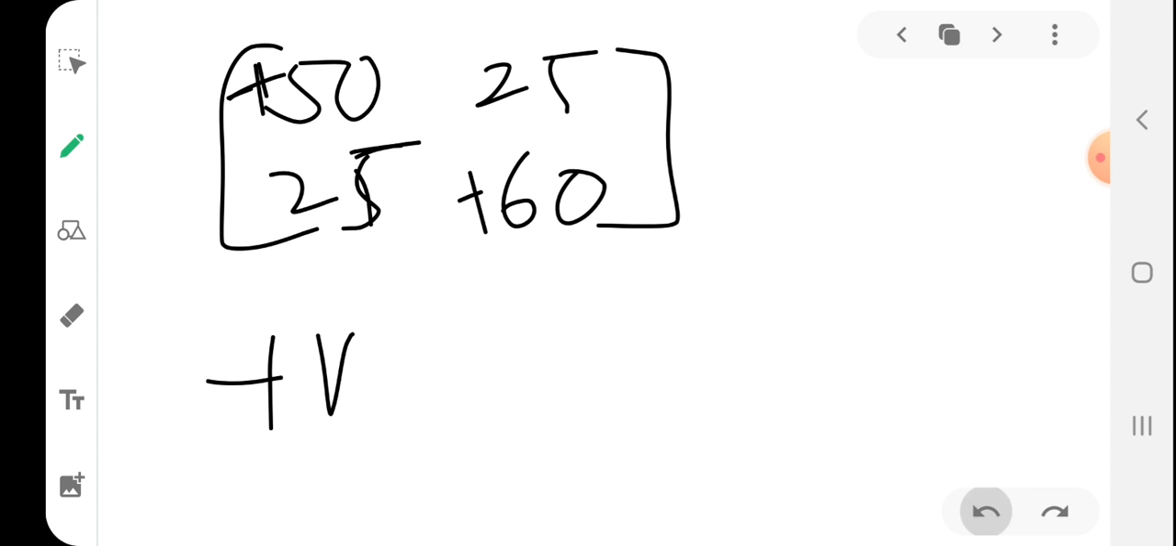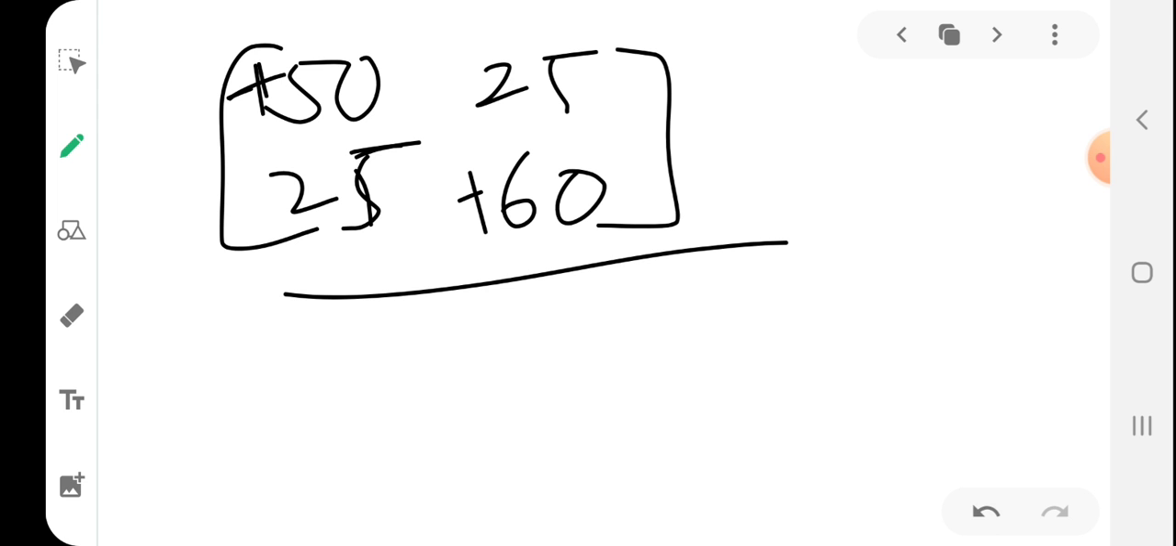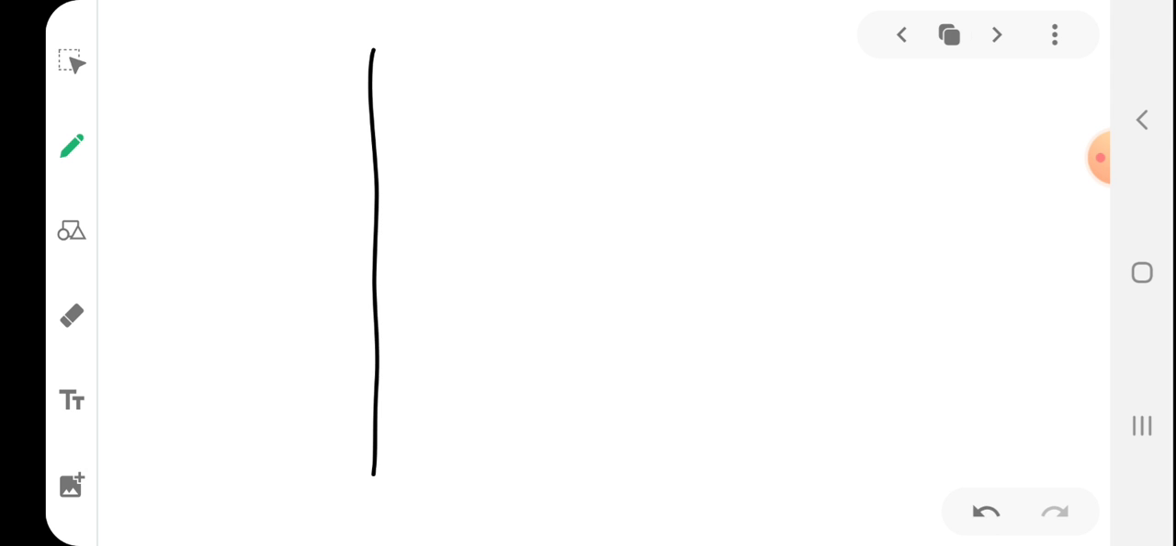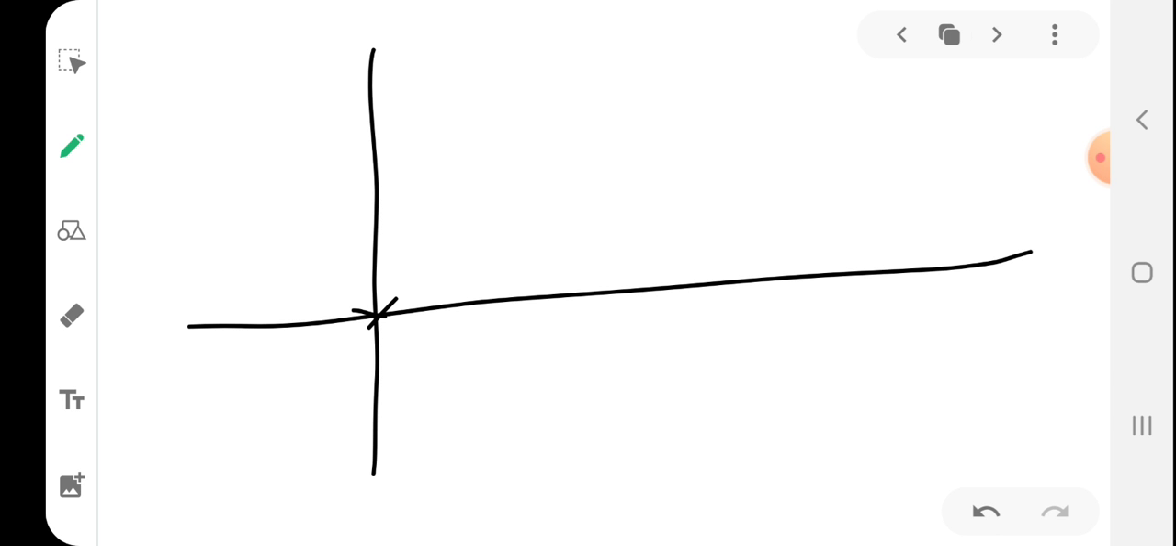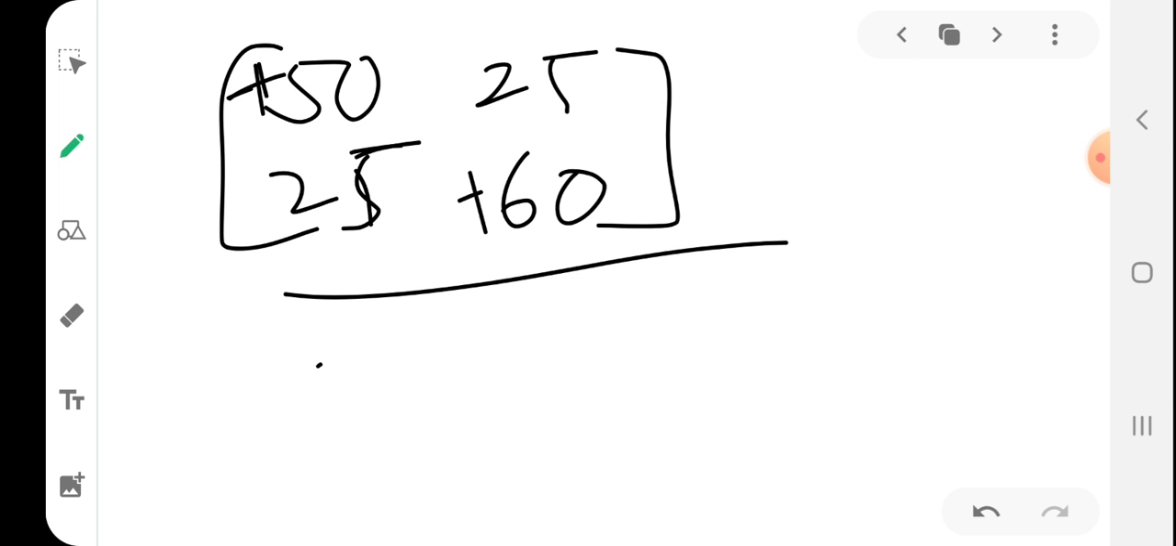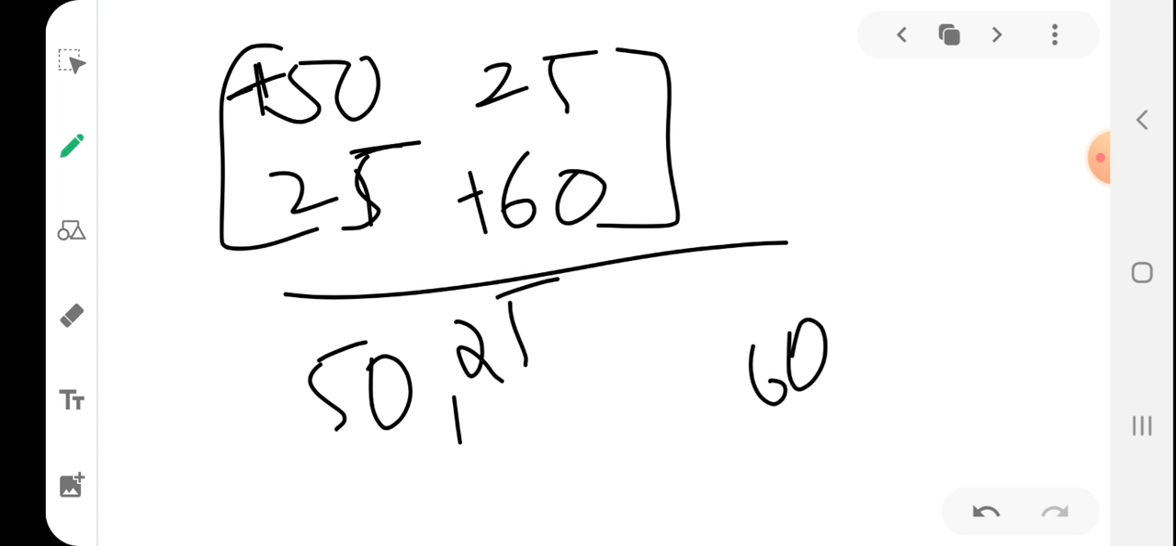Now I will show you another application of Mohr circle. Suppose this is our state of stress, and this is our coordinate system, tau here, sigma x. So our two points are one is 50, 25, another is 60, minus 25, because if this is positive, this means negative.